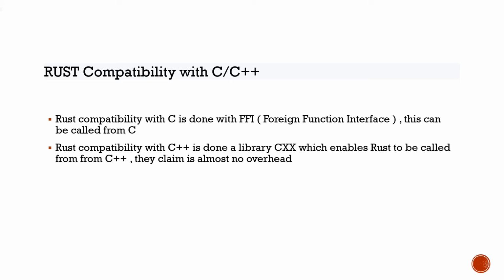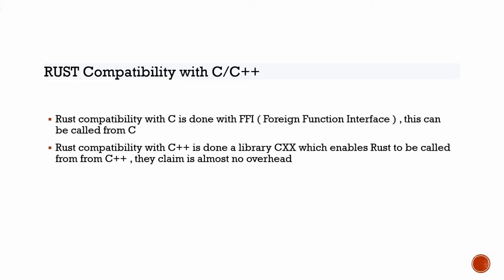And if you look into Rust, we have something called the foreign function interface. This can be called from C. So with this concept, Rust can be compatible with the C language, and Rust provides this foreign function interface to the C libraries. The foreign functions must be declared inside an external block, and that's how you use the foreign function interface. I will explain this in more detail with an example in later videos.